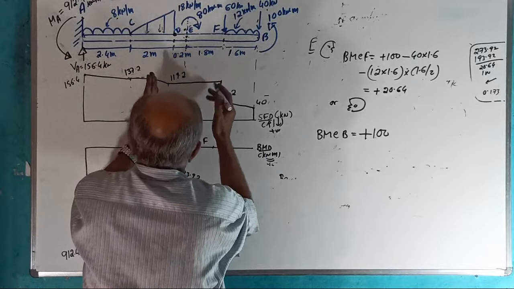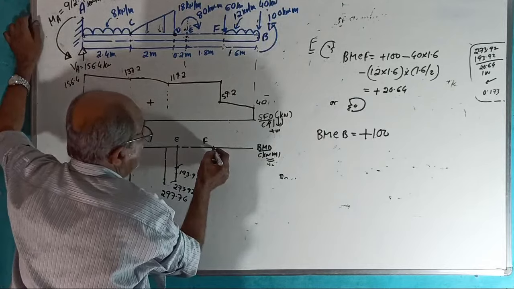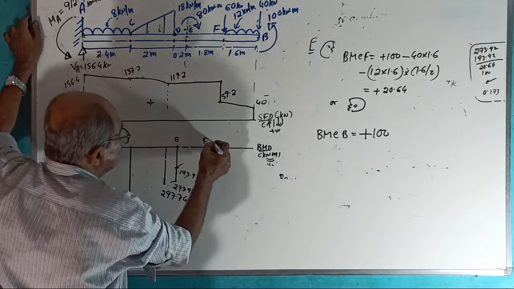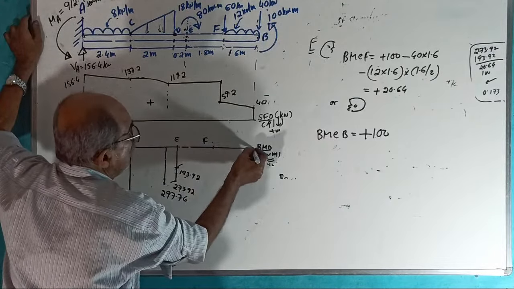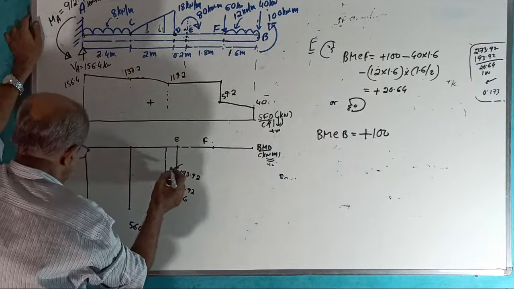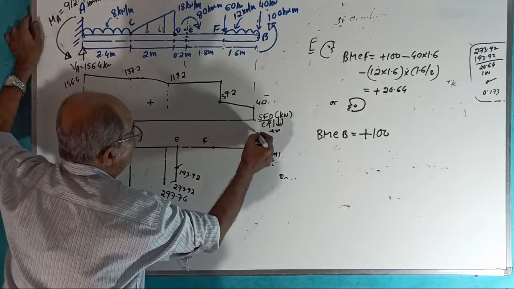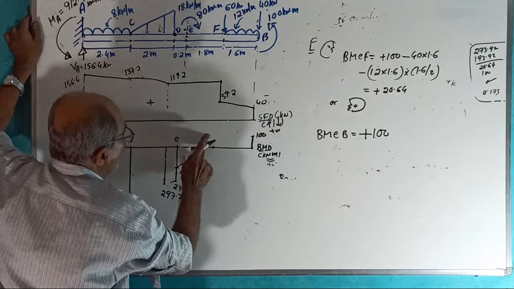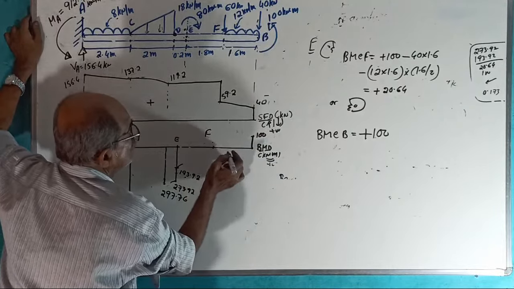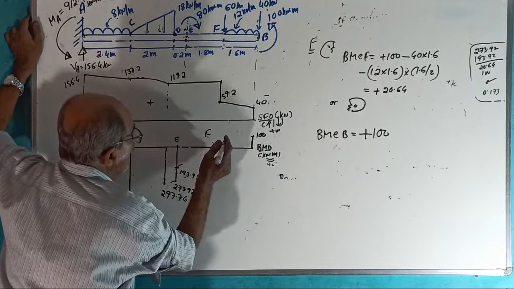See, at F we got plus 20.64. Here you got plus 100. 100 is very small. Here you got plus 100. Here you got a very small value, plus 20.64.